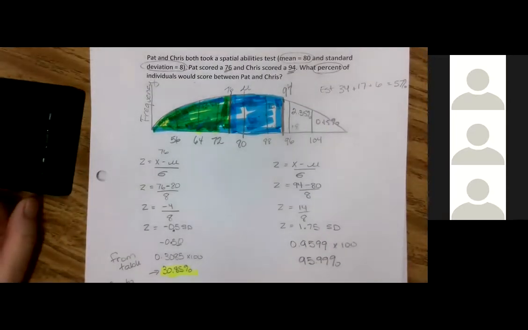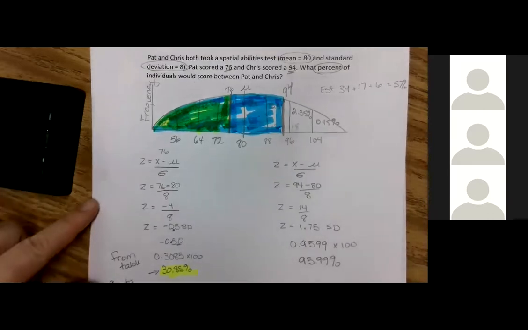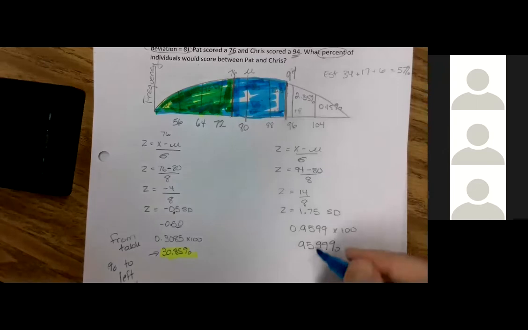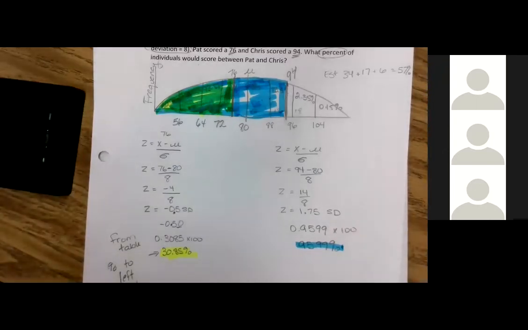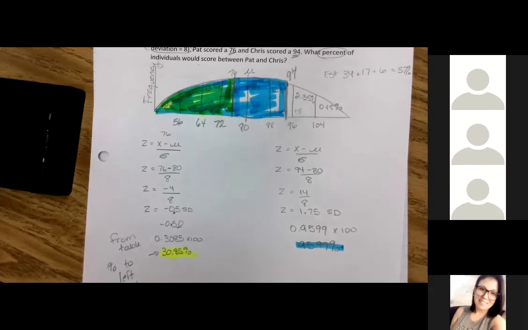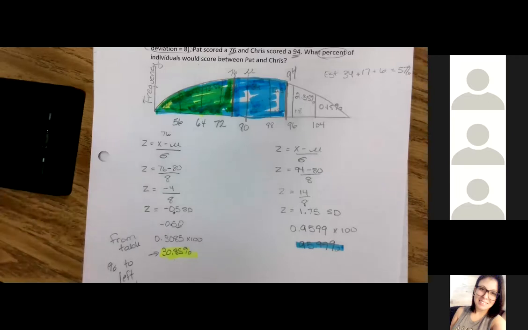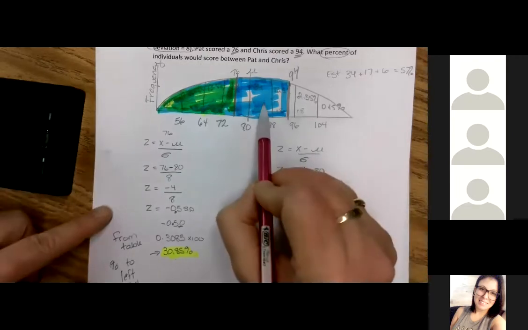So shadow. What color, and I'm just looking for color right now, is the part in between Pat and Chris? Is it yellow, is it green, or is it blue? Blue? Yes, exactly. But how in the world do we figure out the blue part?